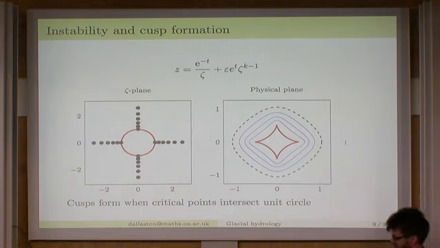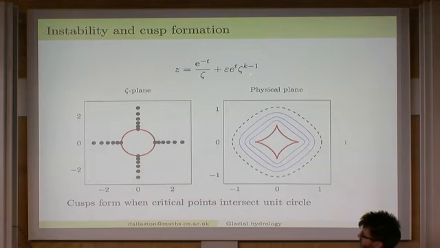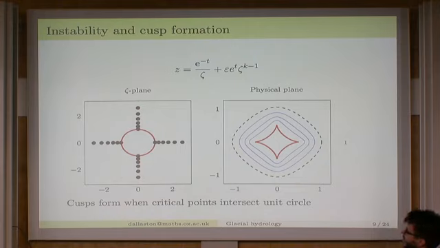And from a complex analytic point of view, these cusps correspond to critical points of this mapping function, of which there are k, hitting the circle in a finite time. So if you like, the conformal map breaks down, and that corresponds geometrically to the formation of cusps. So there's kind of an instability in this problem for Newtonian Stokes flow.